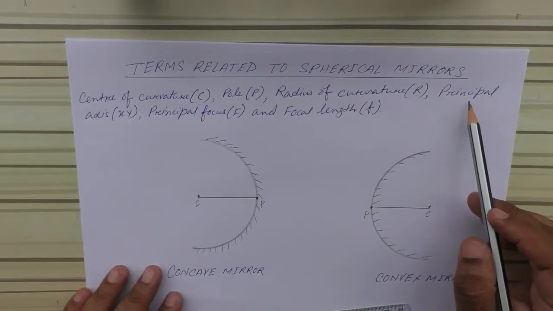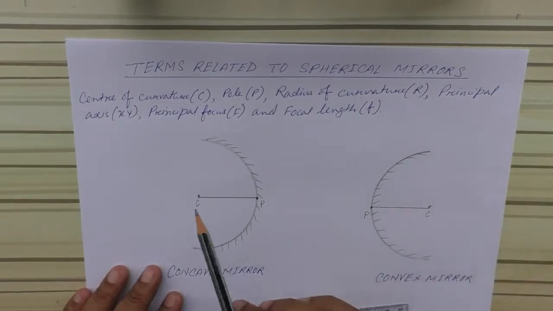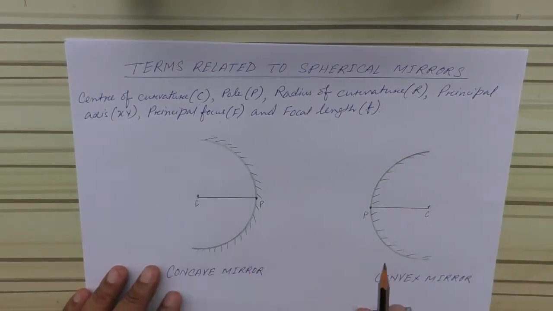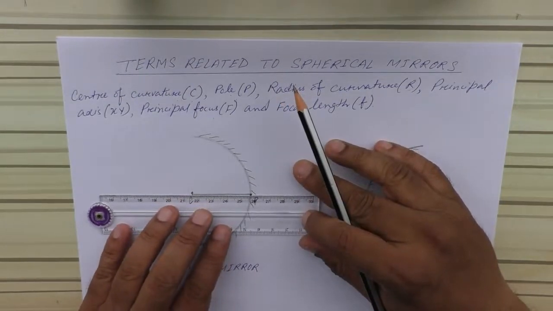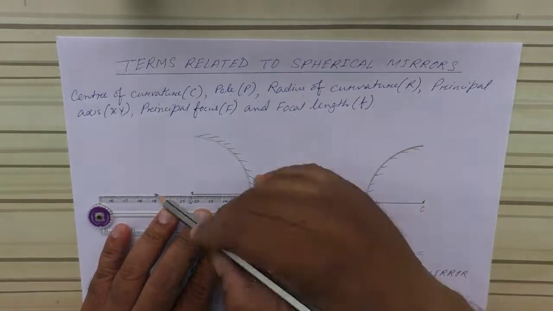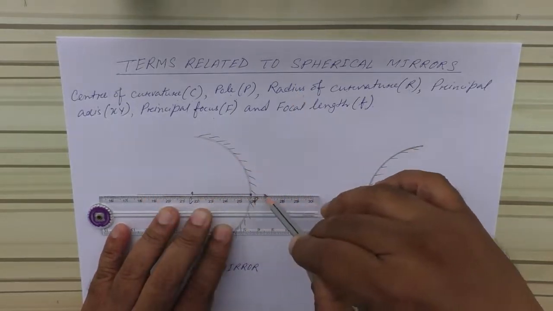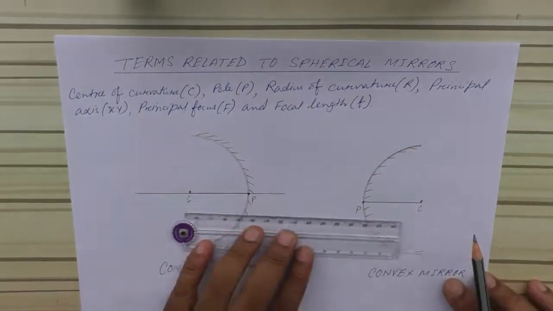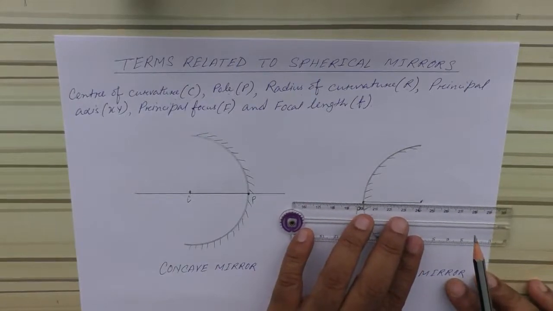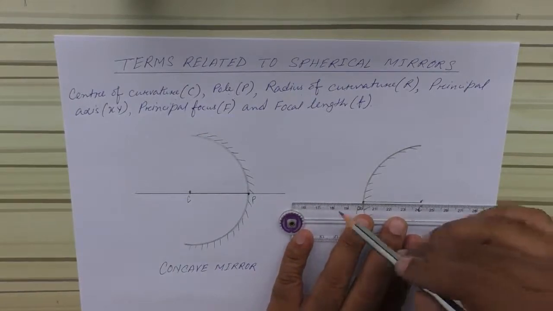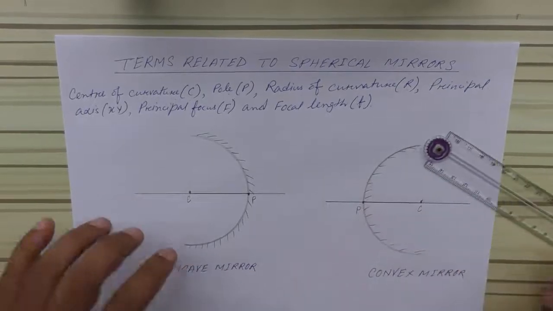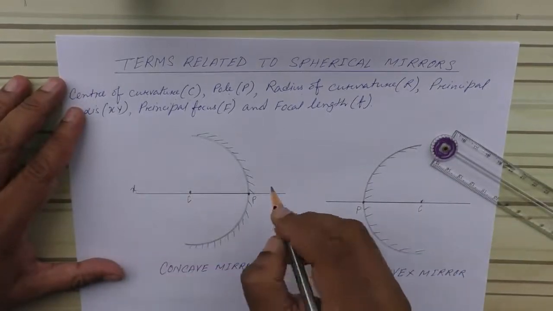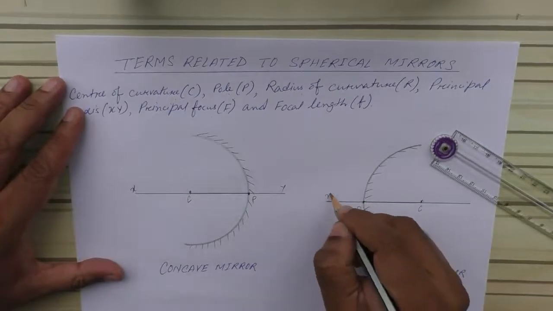Now principal axis. Principal axis is a straight line joining the two points, center of curvature and pole, and it is extended on both the sides. We can say that the straight line passing through center of curvature and pole is called principal axis, that can be denoted by symbol XY.